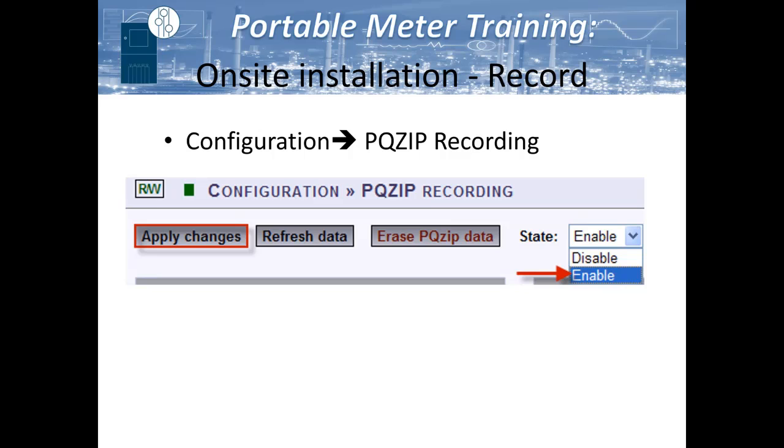And then finally, one of the final things that you want to do before you leave the site is you want to go to the PQ zip recording, and you want to make sure that it is indeed enabled and turned on. You will see an indication that the PQ zip recording is on. You've got to make sure it is. If not, then it's just going to sit there and not record anything. So make sure that you do start the recording. Next slide.